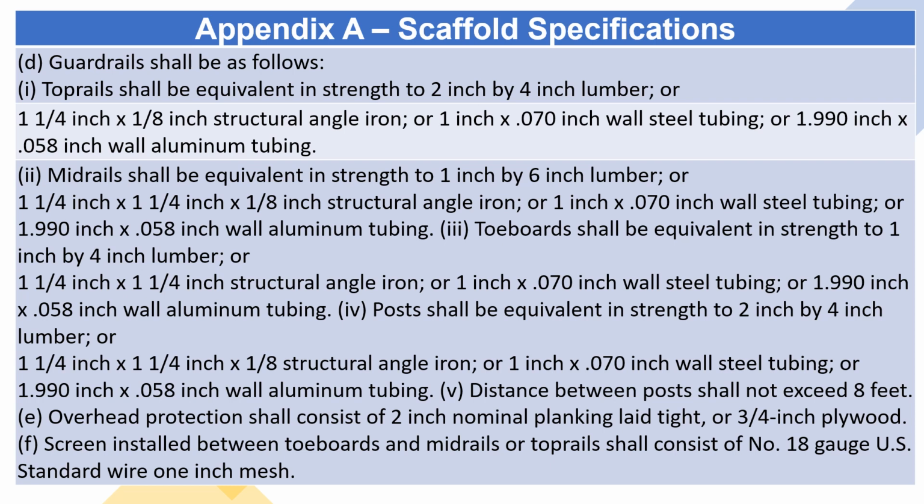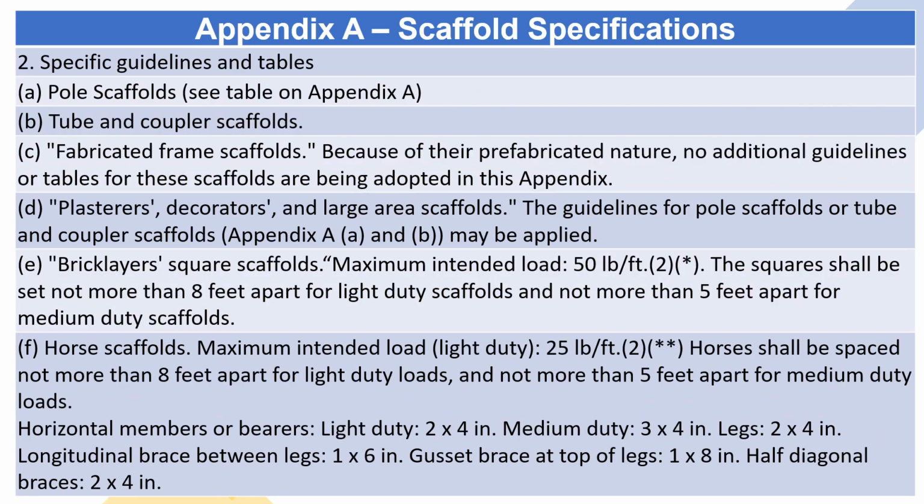E. Overhead protection shall consist of 2 inch nominal planking laid tight, or 3/4 inch plywood. F. Screen installed between toe boards and mid-rails or top rails shall consist of no. 18 gauge U.S. standard wire 1 inch mesh. 2. Specific guidelines and tables. A. Pole scaffolds, see table in Appendix A. B. Tube and coupler scaffolds.